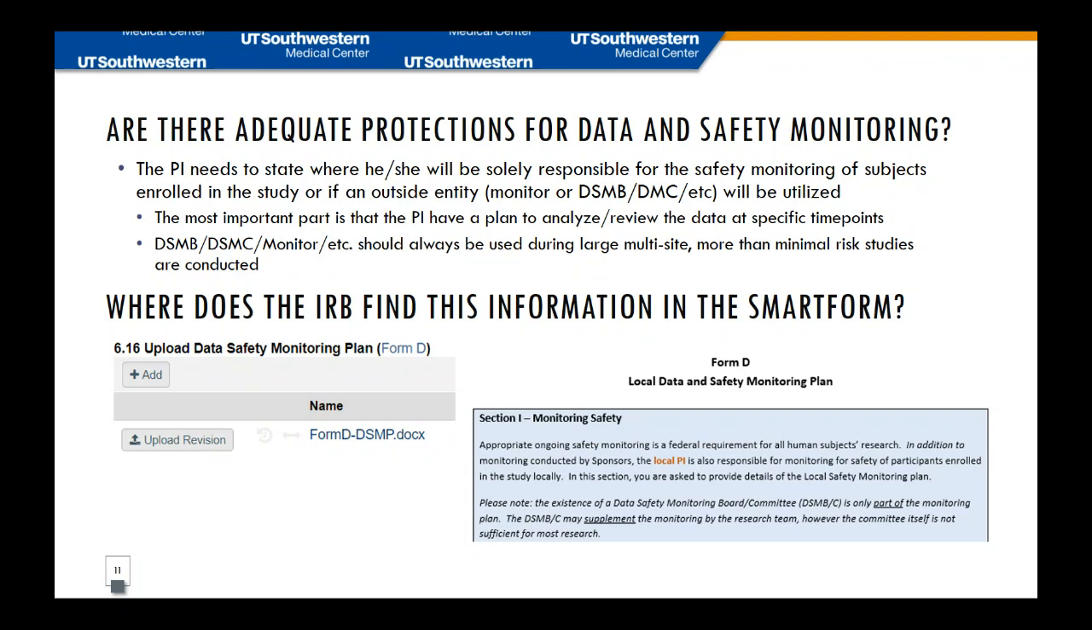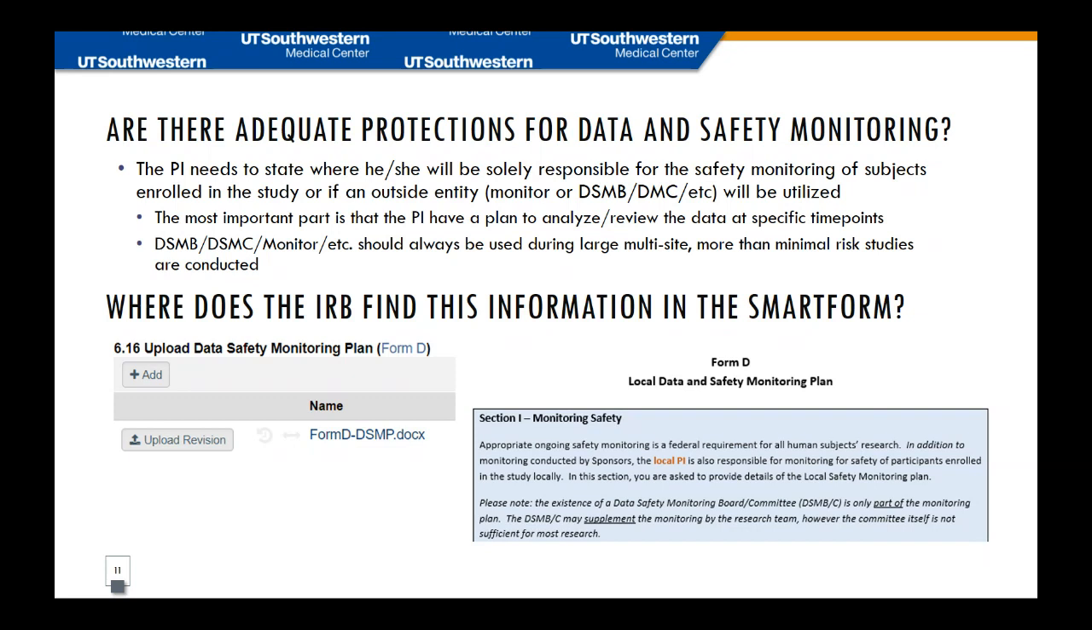Well, for our studies that are more than minimal risk, that go to the fully convened board, we're always going to look for a Form D. That's going to be in section 6.16. And we're going to review that document and look at the plan. Otherwise, for our minimal risk studies or studies that don't go to a convened IRB, we're going to look for this information in your protocol.